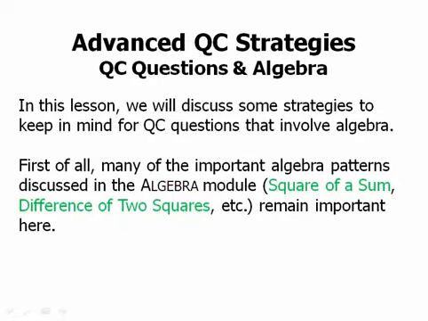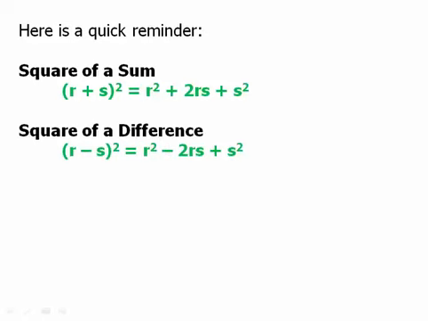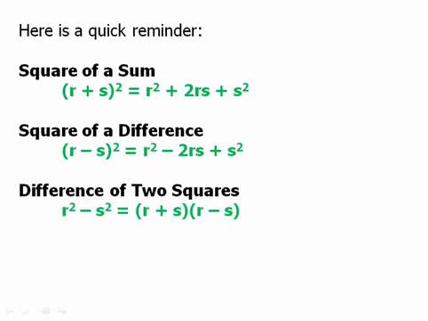So, the three big patterns to know. The square of a sum. Remember that r plus s quantity squared is not just r squared plus s squared. We have to FOIL out r plus s times r plus s. It equals this pattern. Very similar pattern, square of a difference. And then probably the most important, the difference of two squares, r squared minus s squared, and how to factor that. All three of these are very important factors to know well. And these are ones that they love to test in the quantitative comparisons.